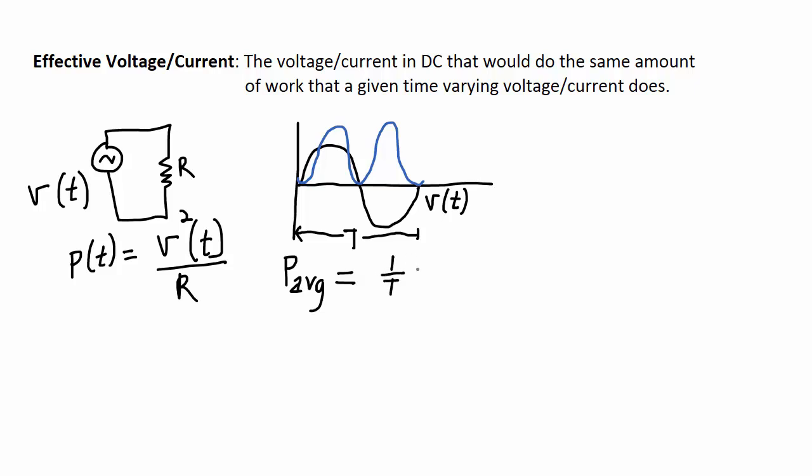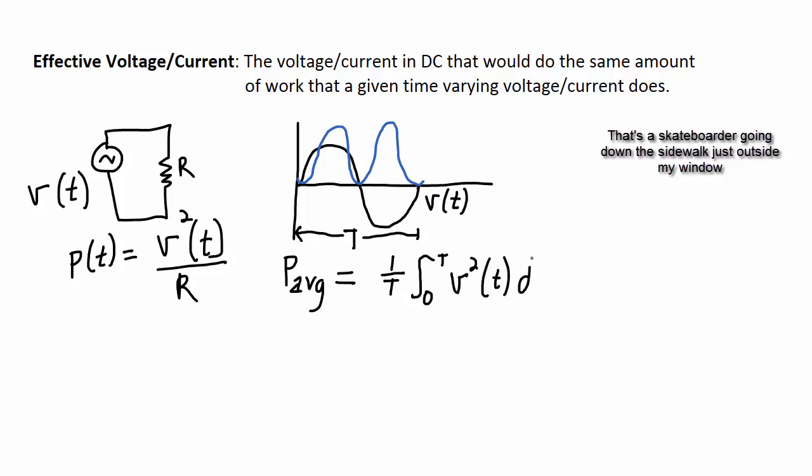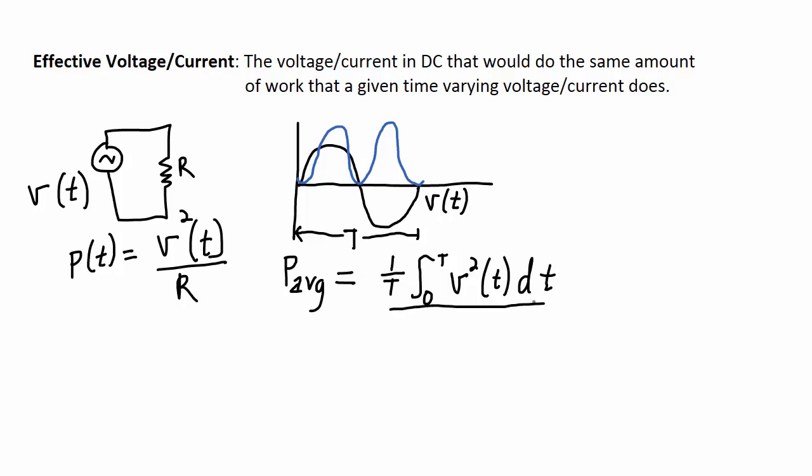1 over T, so dividing by the period, and then taking the integral from 0 to T, so it's the area under the curve from time 0 up to 1 period of the squared voltage, and I'm doing this over time. So that's the average of my squared voltage, and I divide by R, that's going to give me the average power. And referring back to the DC power that we wanted to compare to, the DC power is going to be some voltage squared over R, and I'm talking about some effective voltage or current for an AC circuit.